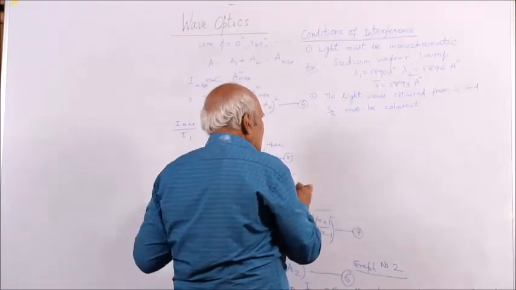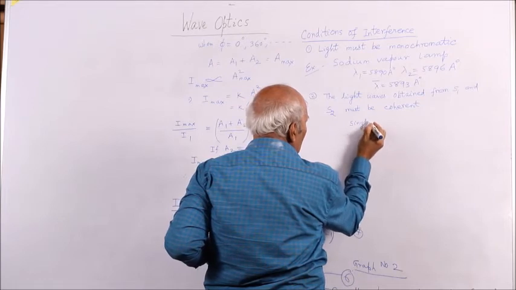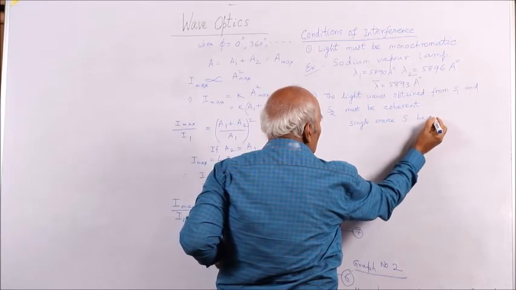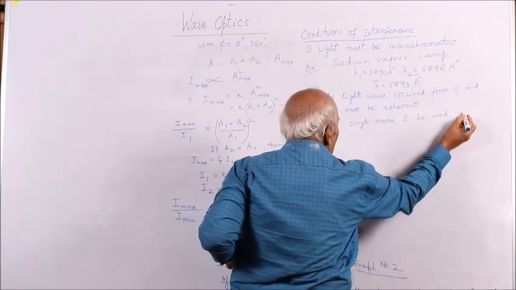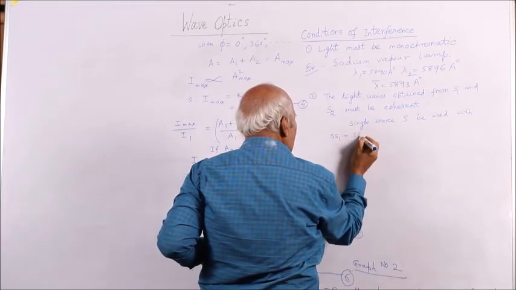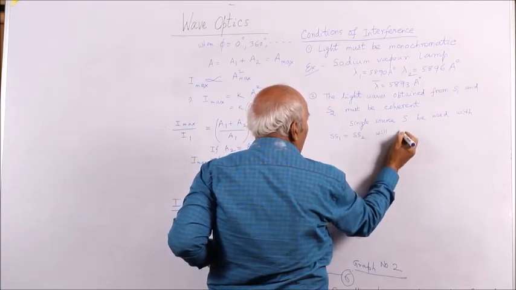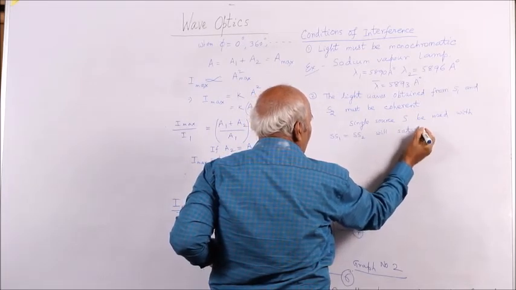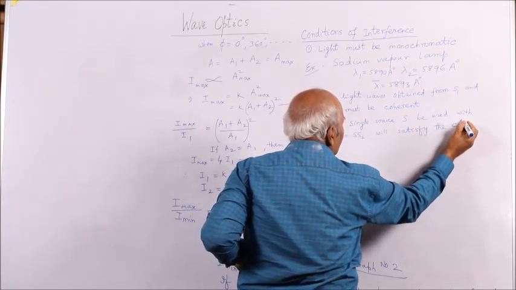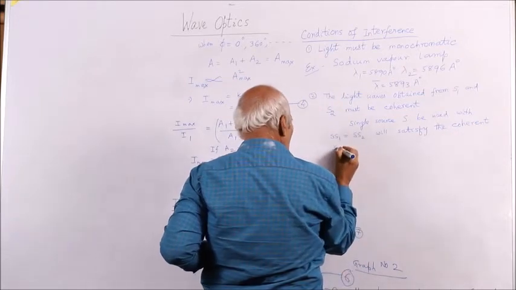So, a single source S must be used, with the condition that SS1 is equal to SS2. This will satisfy the coherent condition. People tried with two sources, but failed to get coherent sources.